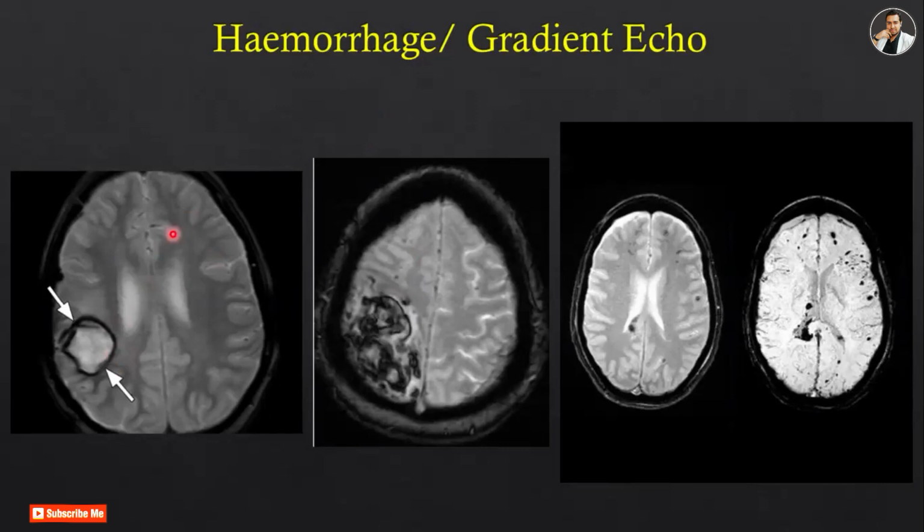Now there is a hemorrhage. This hemorrhage is shown in the GRE image. If there is a hemorrhage in the GRE image, it looks like a black ring. If there is a microhemorrhage, it is also shown as a black ring. Since there is iron in the hemorrhage or blood, and iron is a ferromagnetic metal, that's why there is a dark signal in MRI.